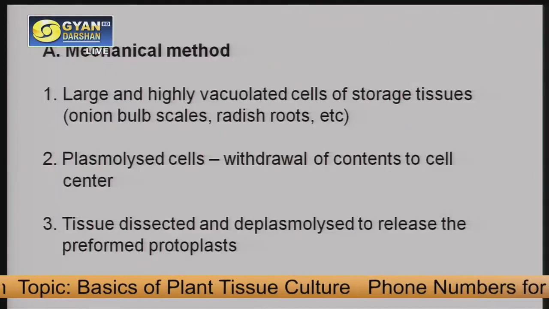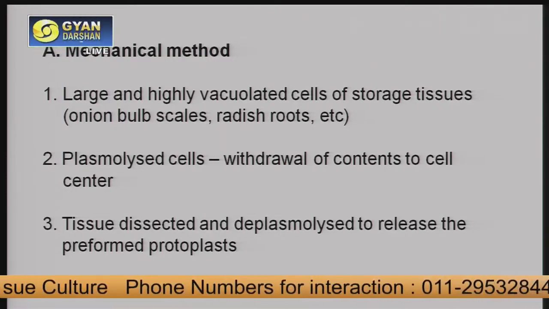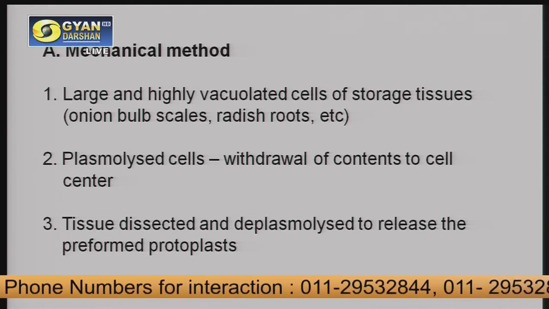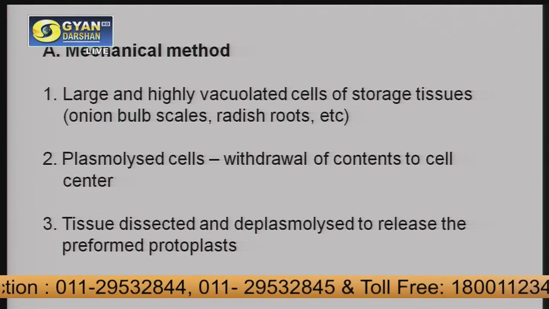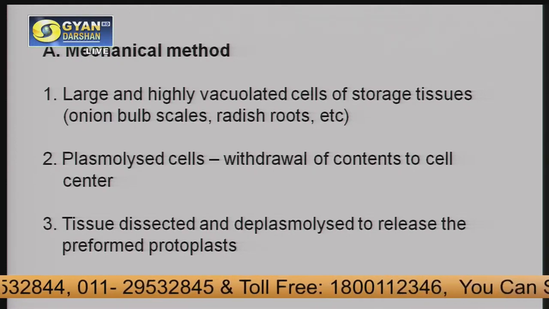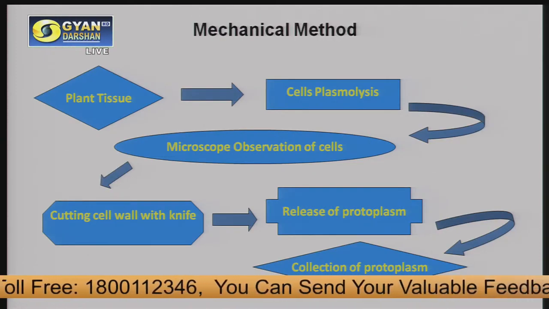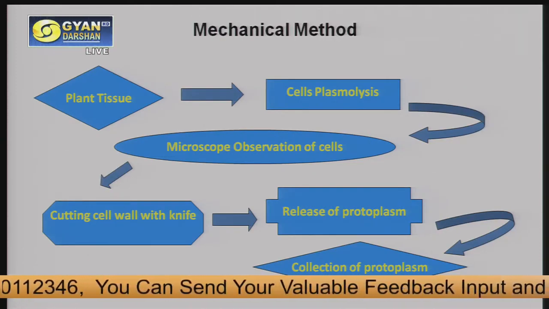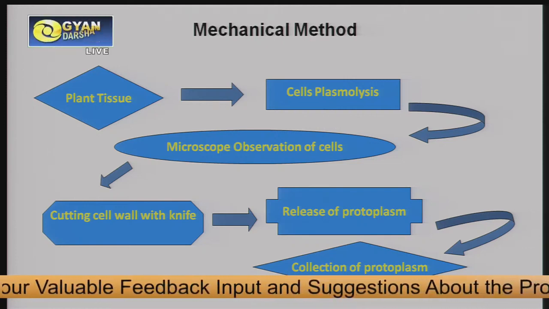The mechanical method is not that common, because you just select some highly vacuolated cells, the plasmolyzed cells, with withdrawal of contents to the cell center, and then you dissect the tissue and deplasmolyze to release the preformed protoplasts. But this is not a very routine method, because here the yield of protoplasts is very low, and also because of the mechanical process there can be injuries to the tissues.